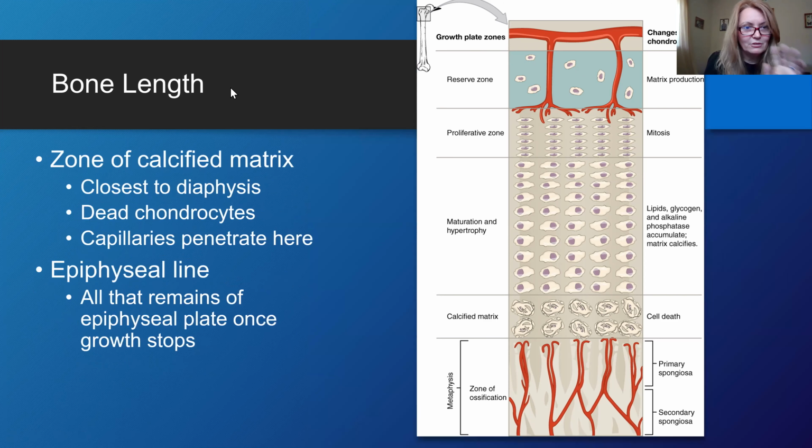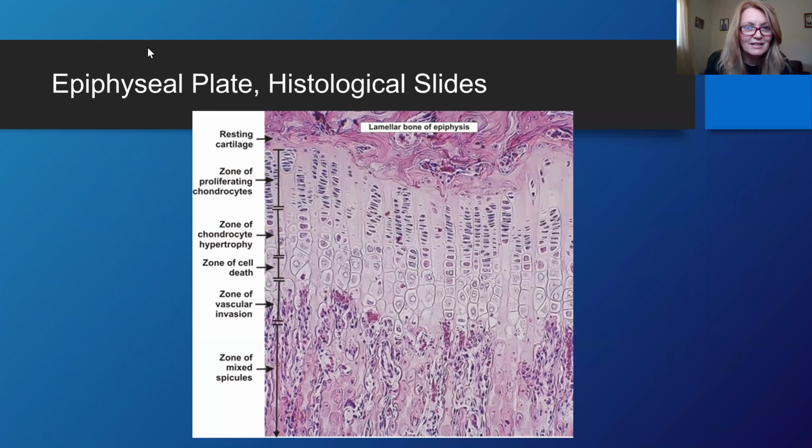So this I already described to you, so you can read it again. And here's the histology slide that shows us the same zones. We have a resting zone, and then we have proliferating, hypertrophy, then calcification zone, and finally ossification zone, where now we have bone instead of cartilage. So we have cartilage here, and then cartilage is replaced by bone.